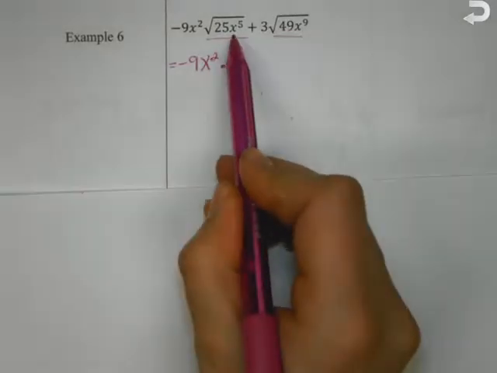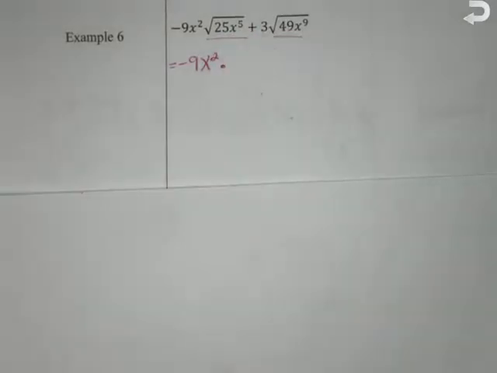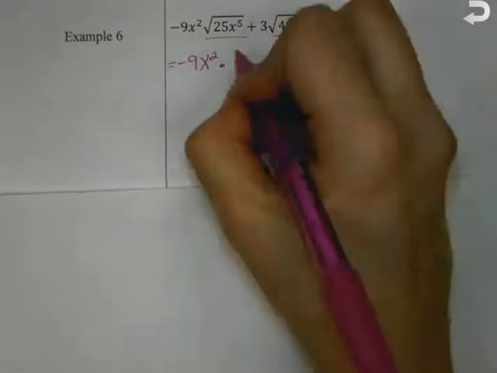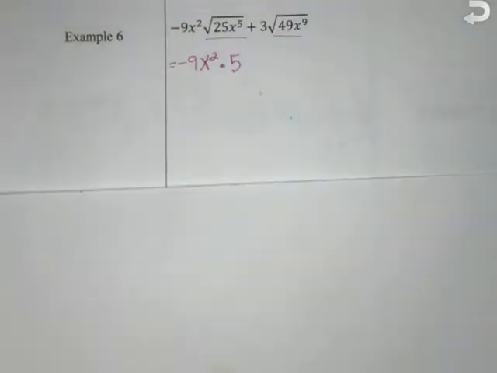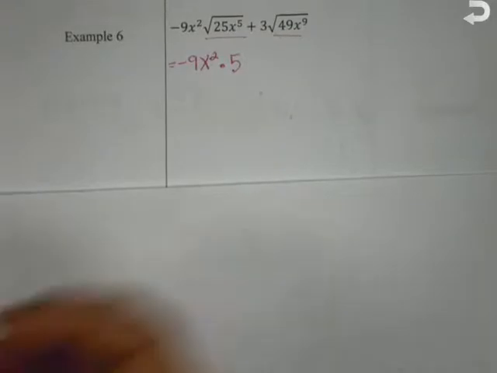Of 5. And how many x's? 2. That's going to come out as x to the second. And what's left inside that square root? An x.